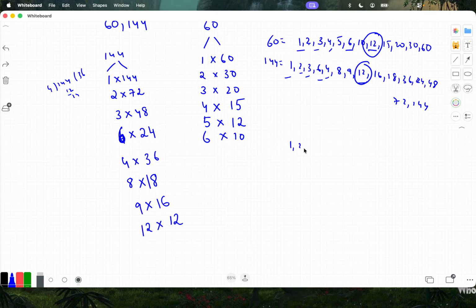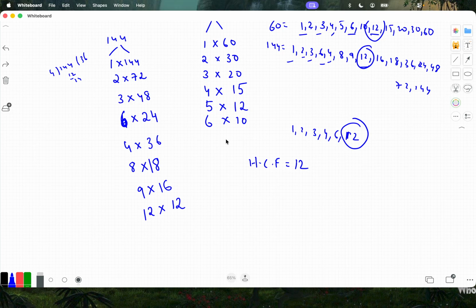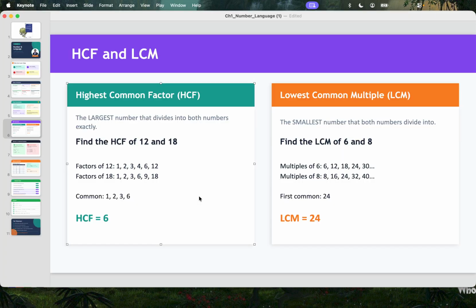So 1, 2, 3, 6, 12. In this, 12 is the highest factor. This is how you find the highest common factor of the numbers. You just list down all the factors. So next we will move to our next topic, least common multiple or lowest common multiple.